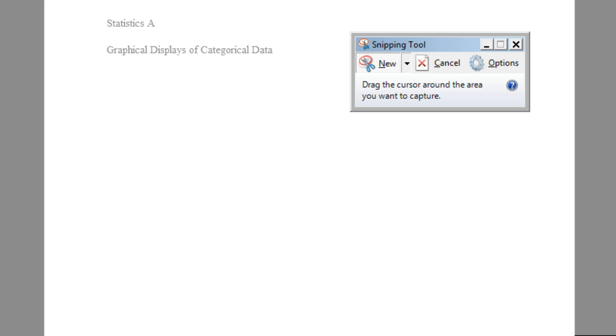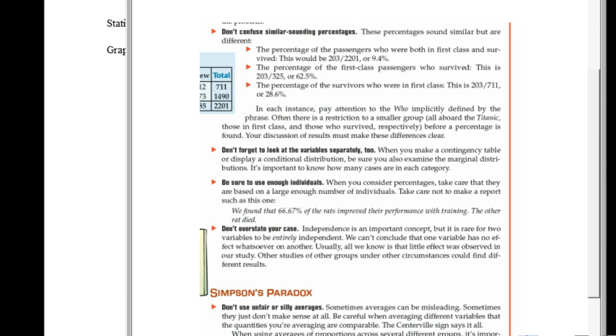Don't forget to look at the variables separately too. There's this thing you're going to learn at the end of the semester called Simpson's paradox, and it's huge that you look at the variables to see if there's something going on behind the story. Be sure to use enough individuals. If you use a small percentage, it's going to be a really huge problem. So please take your time, look at this information, and don't go nuts. Don't go, oh, I know everything, and just work on it from there.